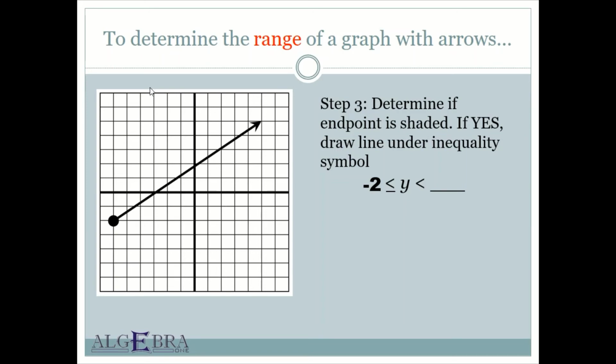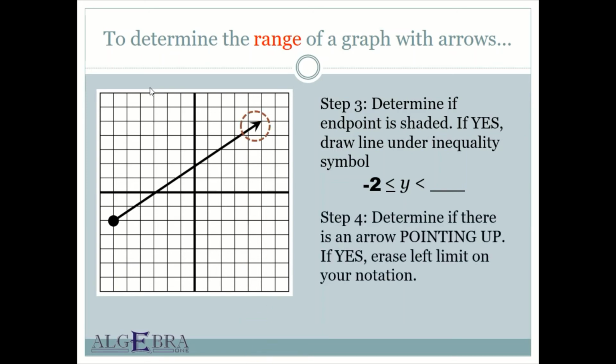Is there an arrow that points up? Yes, I do have an arrow that points up. So I know that there is no upper limit. I can erase that on my range notation. Here I am left with -2 is less than or equal to y. So I have one final step.